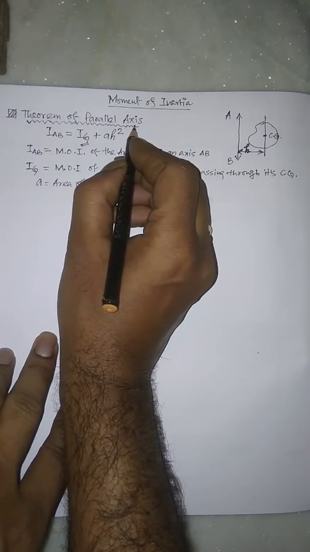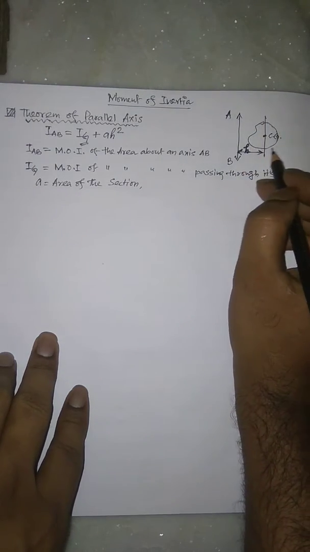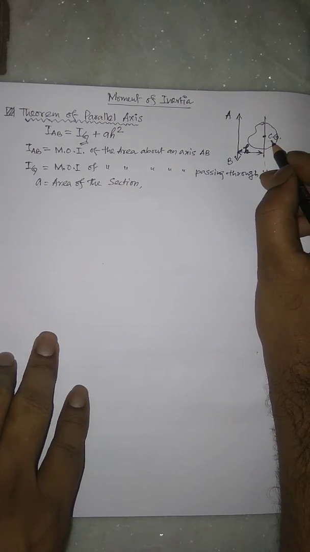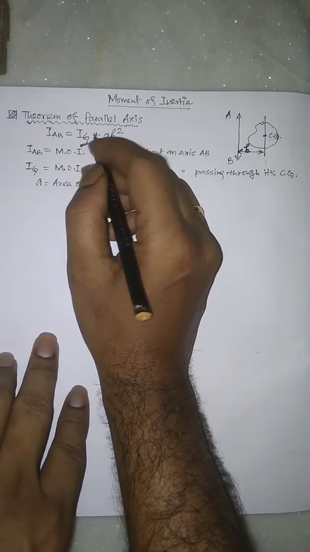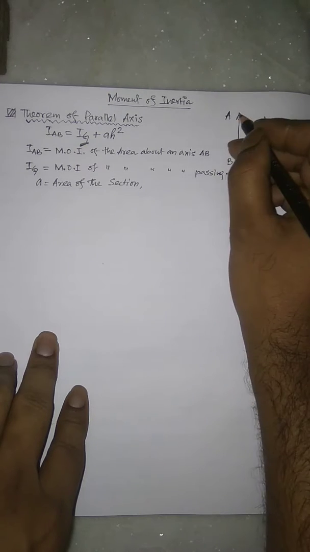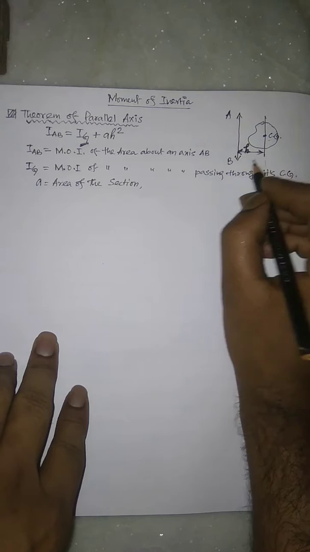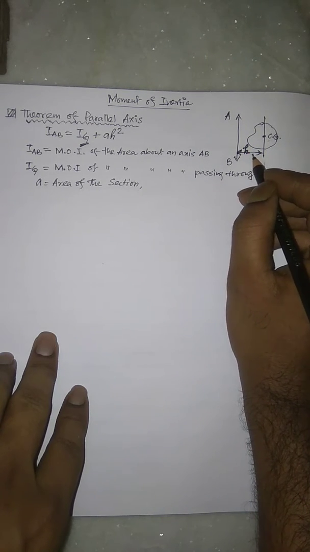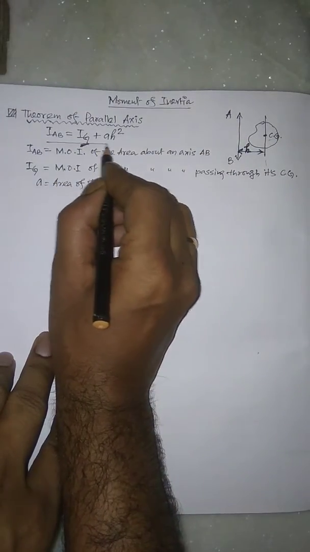parallel axis. The theorem of parallel axis states: if the moment of inertia of a plane area about an axis passing through its CG is denoted by IG, then the moment of inertia of the plane area about any other axis AB parallel to the first axis and at a distance h from the CG is given by this equation.